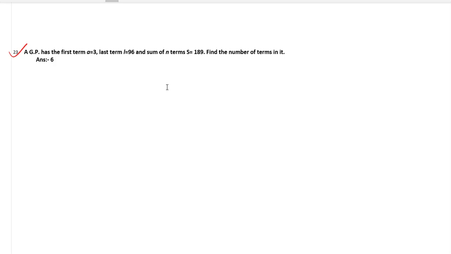So in this case, let's see how we can find it. In the solved examples, they have directly used a direct formula, which I don't want to give you. So if we suppose we don't have the common ratio, how can we find it? So the first term is a, the last term L is a into r raised to n minus 1. Okay, and sum of n terms is given to you.